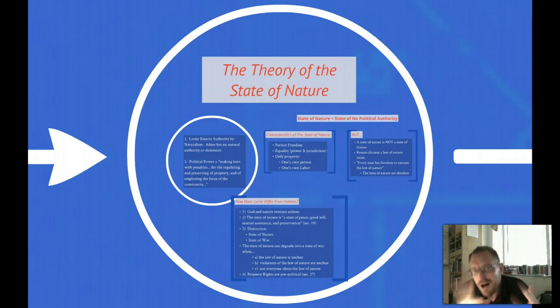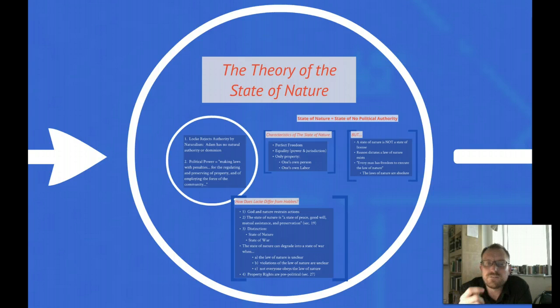Now, like Hobbes, the theory of the state of nature here is an ahistorical theory. Locke isn't saying that this state of nature existed at some point, though it's reasonable to assume it may have. This isn't a history lesson. The state of nature is a structural necessity for understanding what a government is, right?